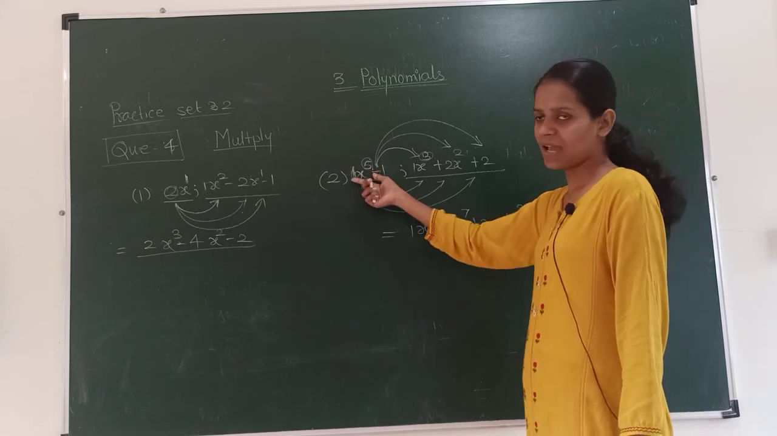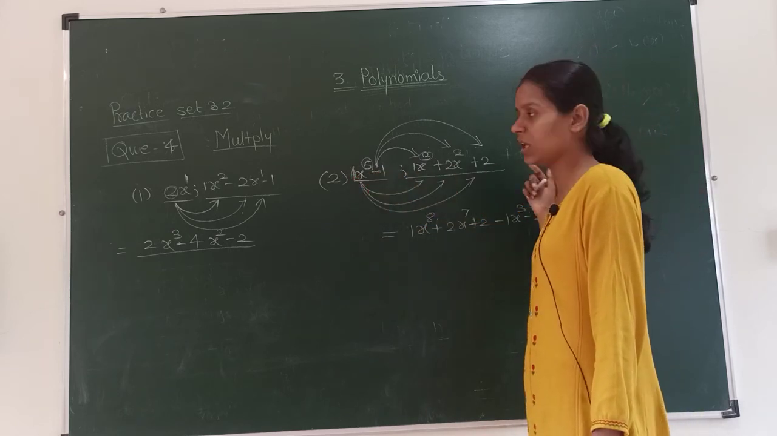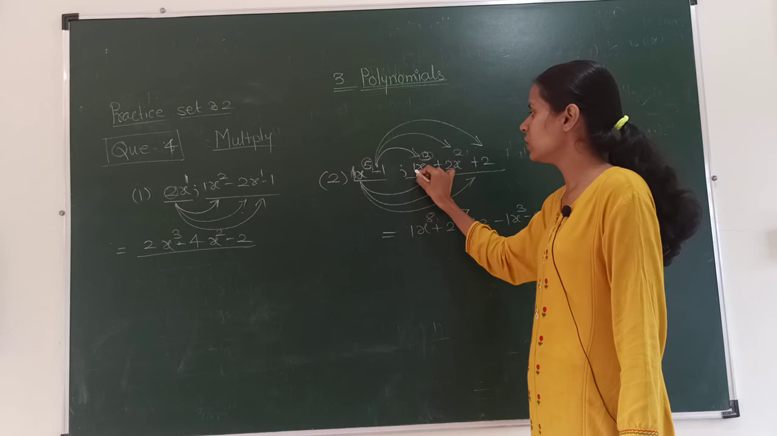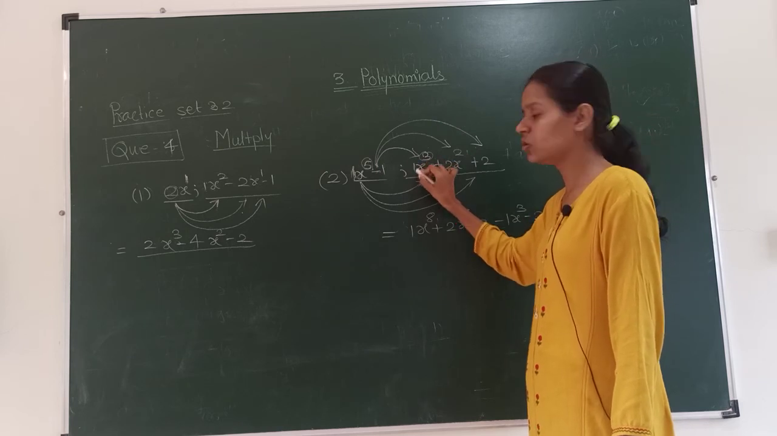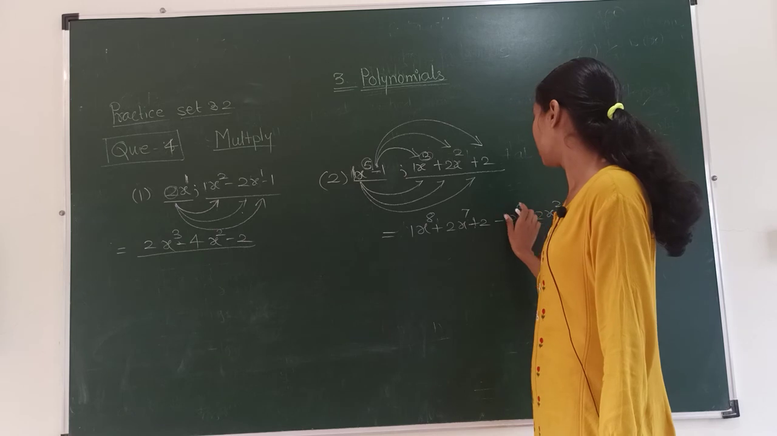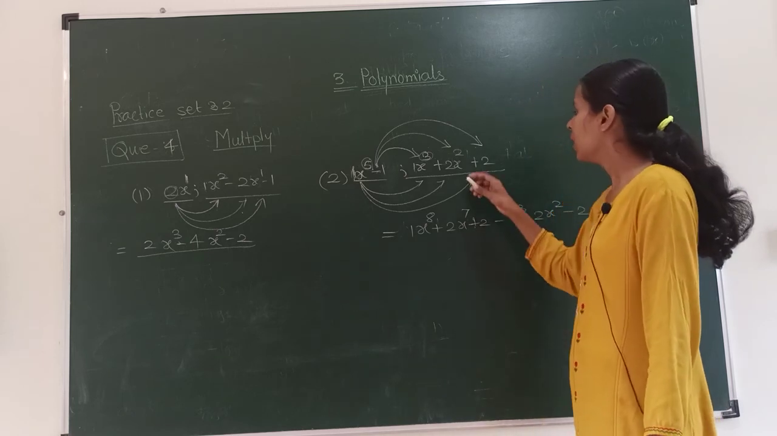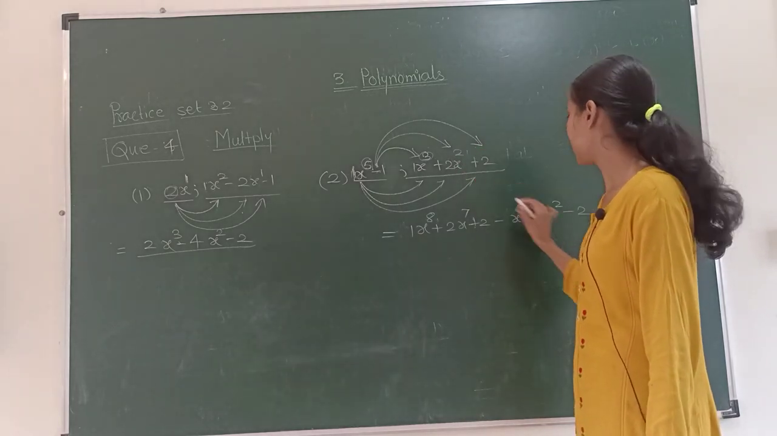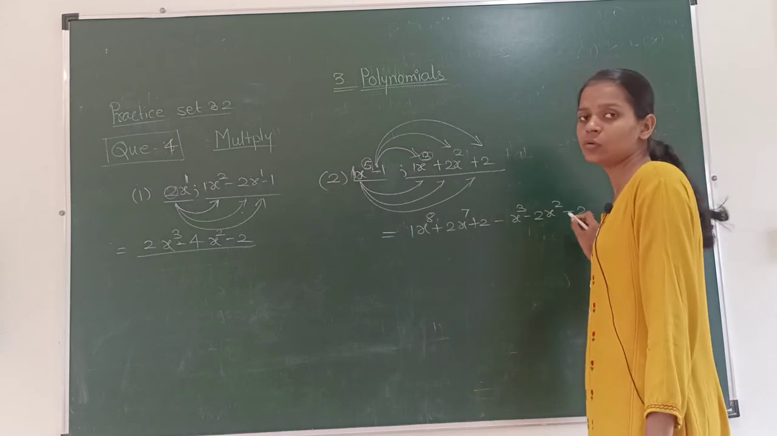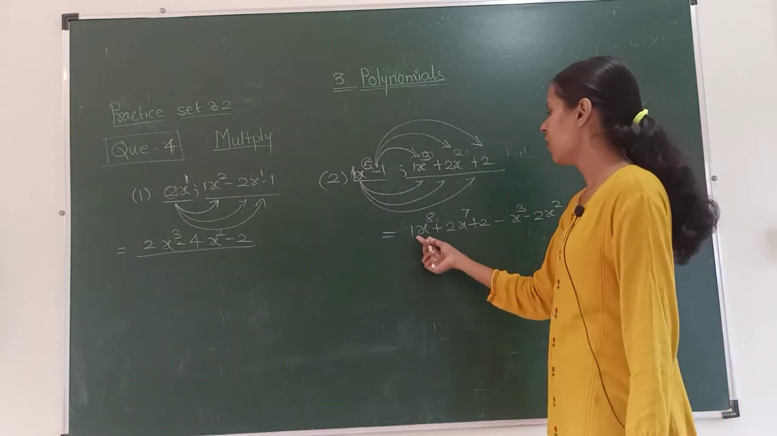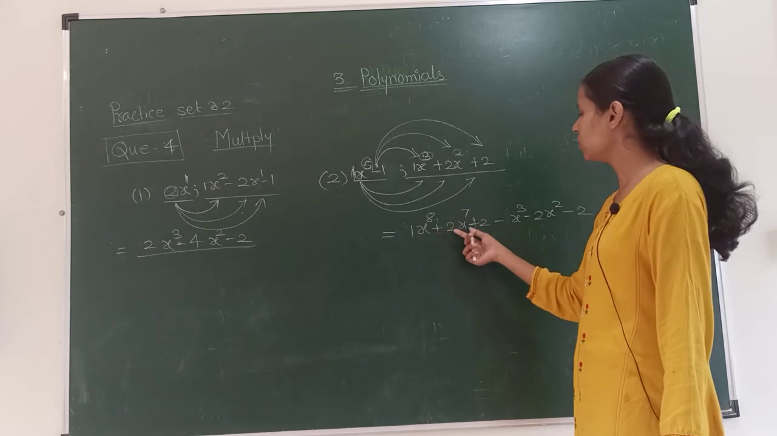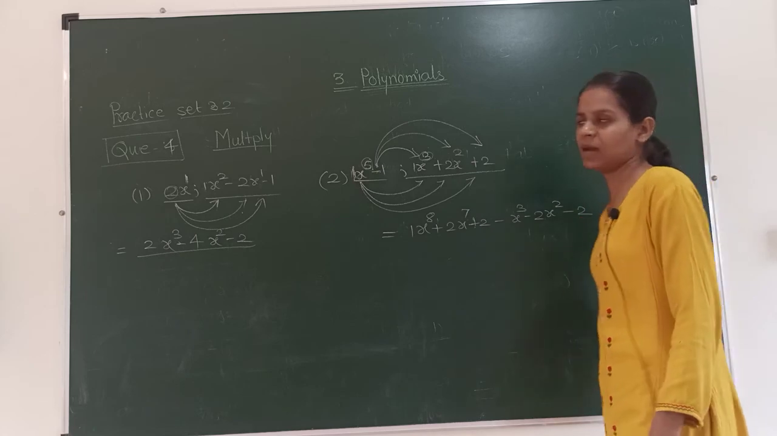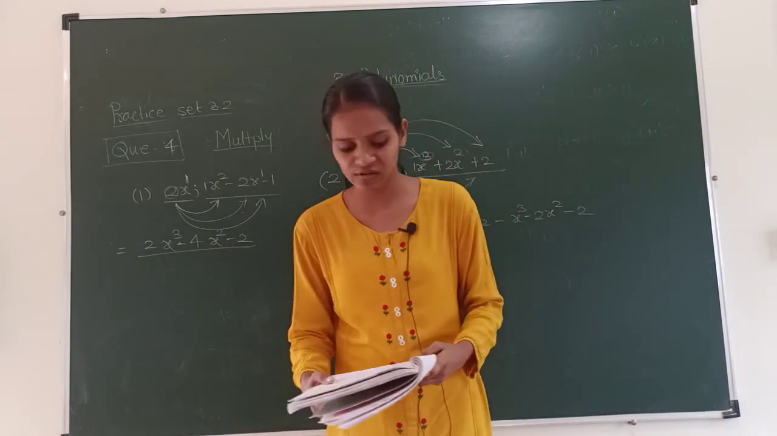Now we have multiplied the first term to the whole second polynomial. Now we will multiply the second term. The second term is minus 1. Minus 1 into the coefficient of this, which is 1. Minus 1 into 1 is minus 1, or you can write directly minus x raised to 3. Now here minus 1 into minus 2 is minus 2, x power 2 as it is, and minus 1 into 2 is minus 2. So the answer is 1x power 8 plus 2x power 7 plus 2 minus x power 3 minus 2x power 2 and minus 2. Here we have completed your question number 4.